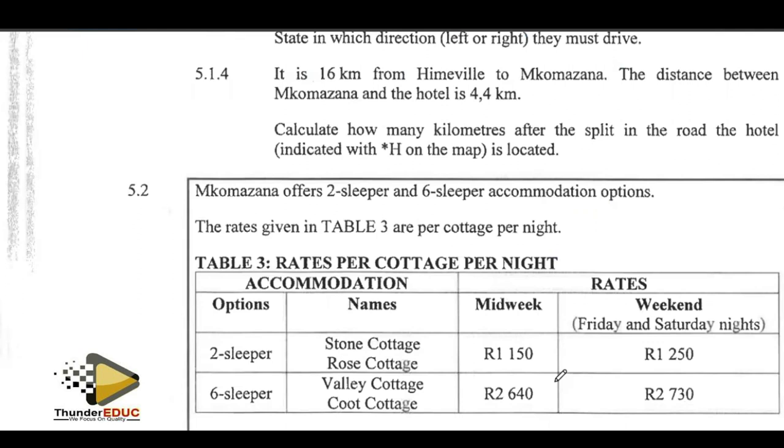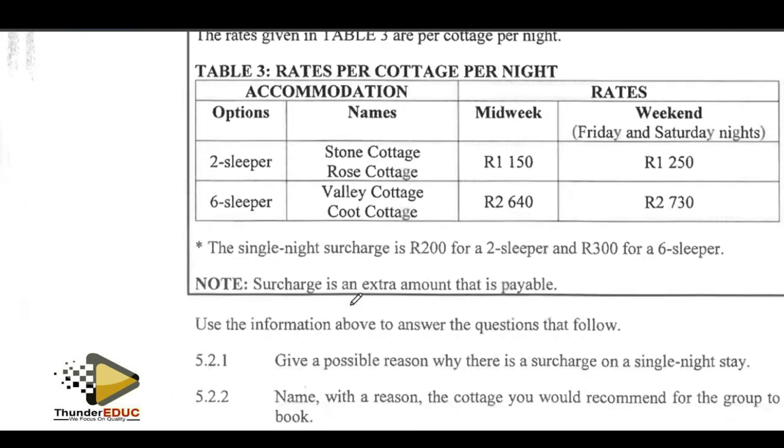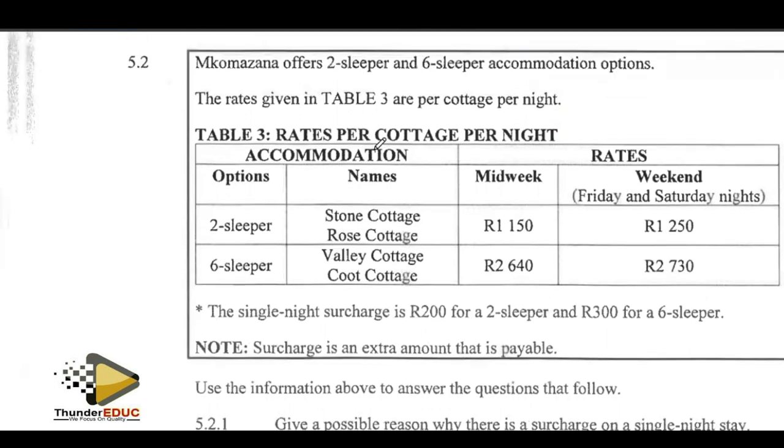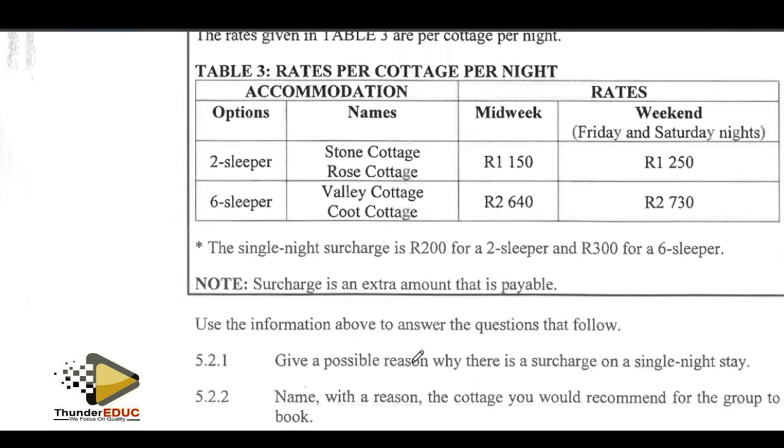All right, let's look at question number 5.2. You look at the table clearly and you analyze it. Owner offers 2 sleepers and 6 sleepers accommodation. Give a possible reason why there is a surge on a single night stay. You can say, generate more income in one night.